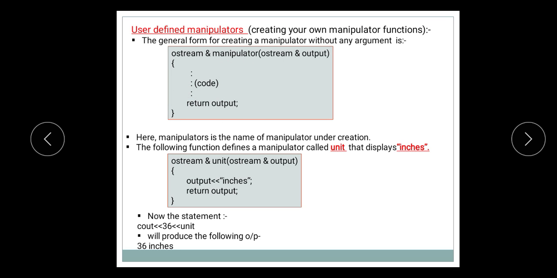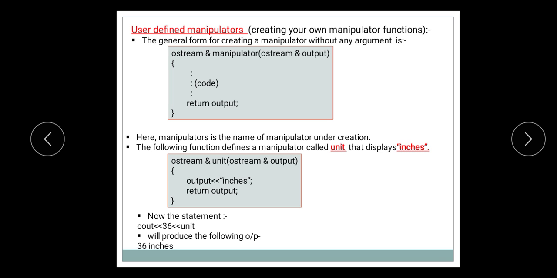Suppose I want to write a user defined manipulator function whose manipulator name is unit, which, when we call this function, will display the output as inches. So here I am showing ostream, what is the name of the manipulator? That is unit, ostream and output, and whatever code you want to write, you can write here. I want to display inches, so I write output inches and return output.